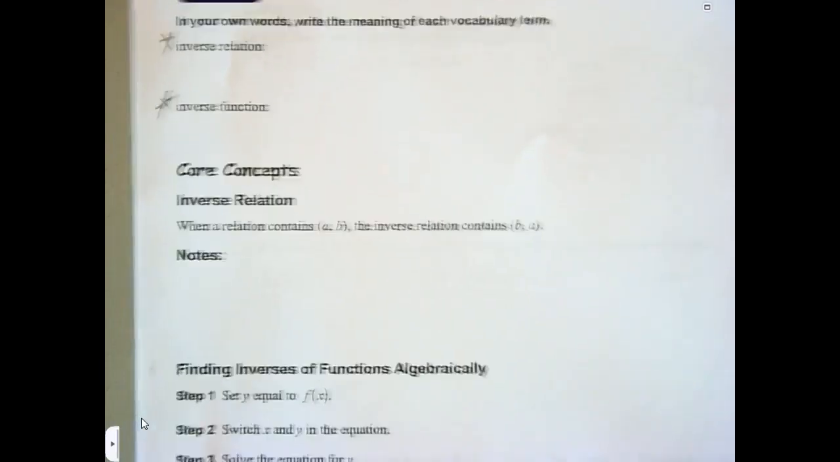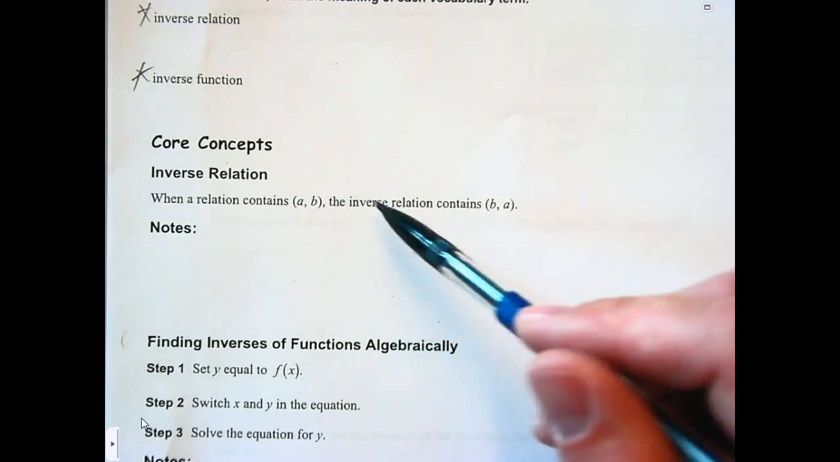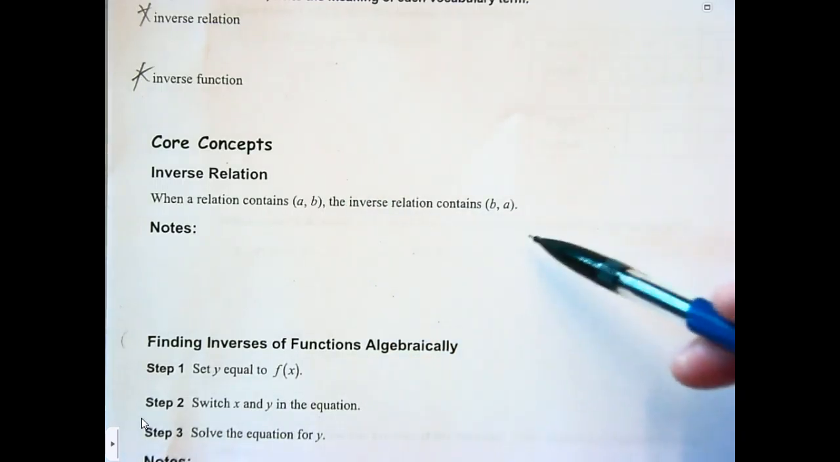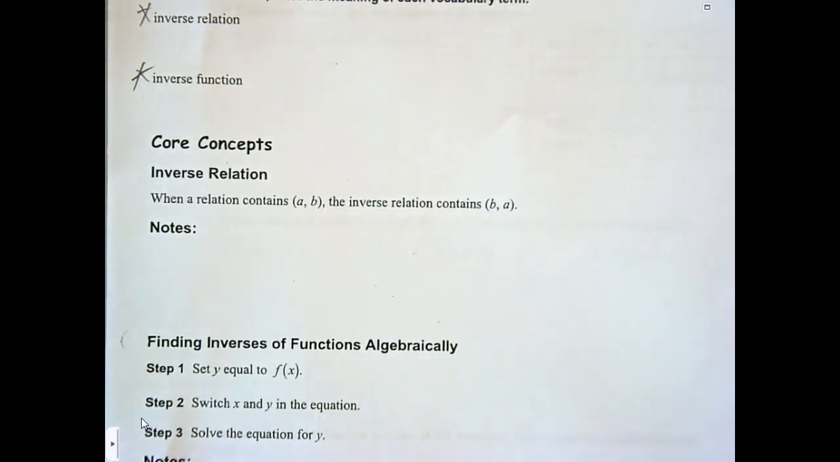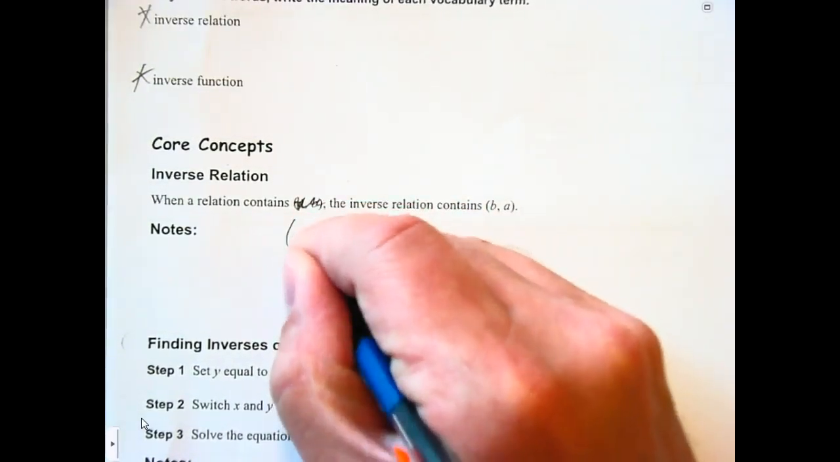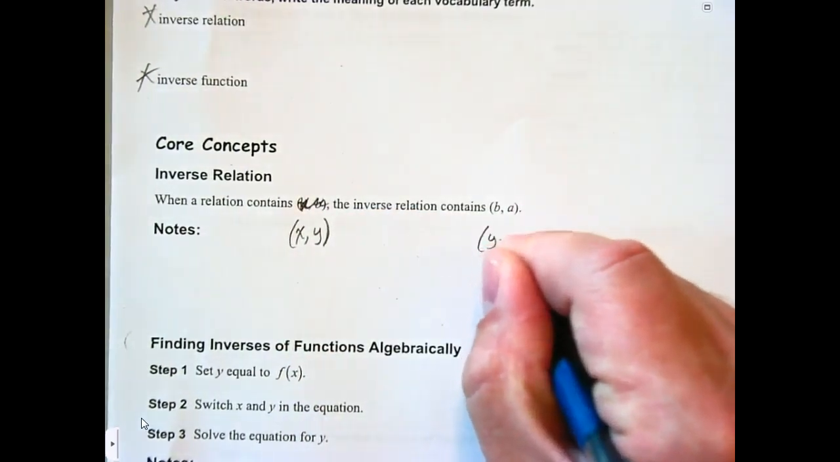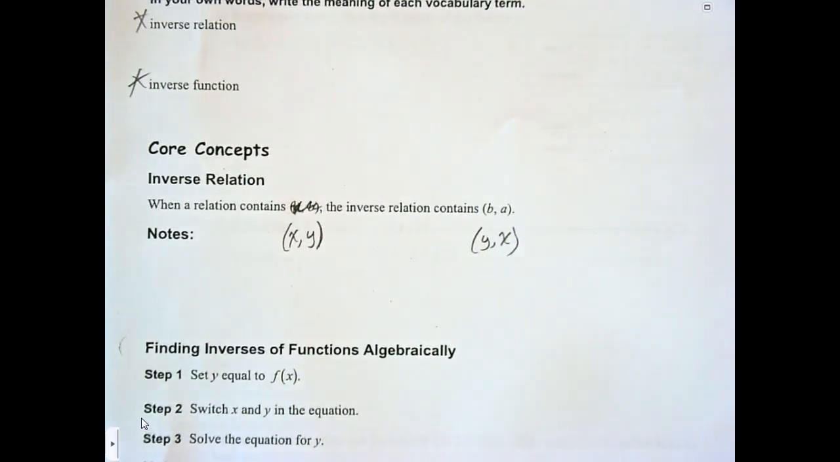Okay, core concepts. Inverse relation. Inverse relation is when a relation contains AB. The inverse of it is BA. In other words, you're just switching your x and y values. I don't know why they didn't use x and y here, but I would think of it as the coordinate xy. The inverse relation is yx. You just switch those values. And that applies whether you're in an equation, you're in a coordinate, you're on a graph, no matter what. If you're doing the inverse, you are just switching your x and y values.